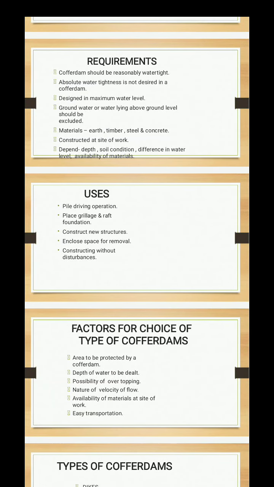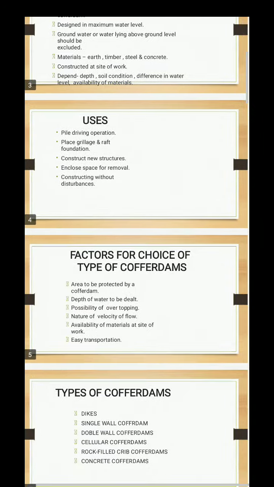The possibility of scour due to reduction of waterway caused by construction of the cofferdam. The availability of construction material in the vicinity of the site of work. Transportation facilities available. So these are all the different uses of a cofferdam, selection of type of cofferdam, requirements and necessity of a cofferdam. Now we will discuss the types of cofferdams.